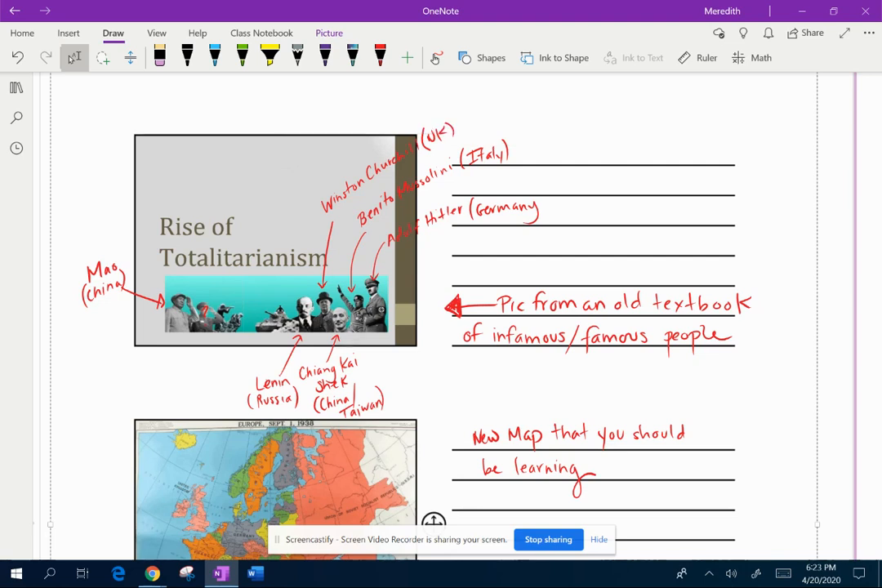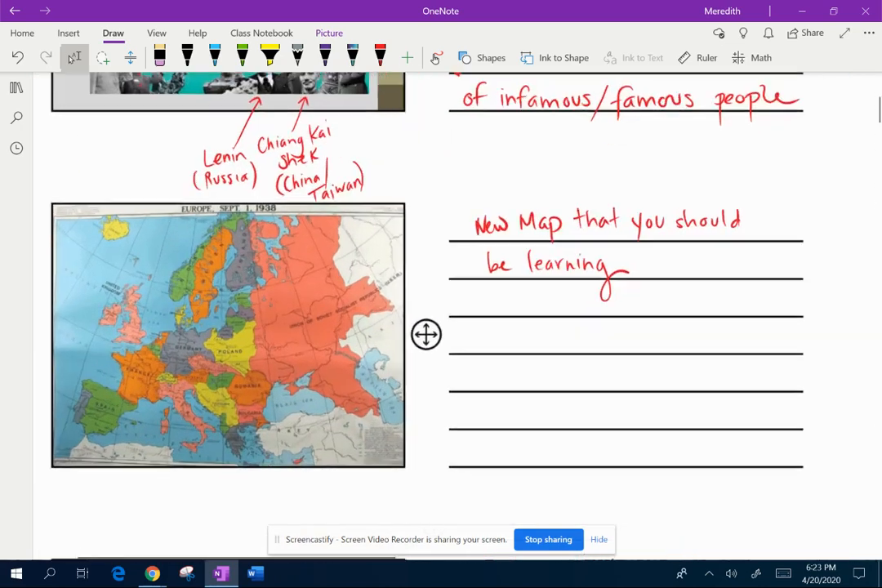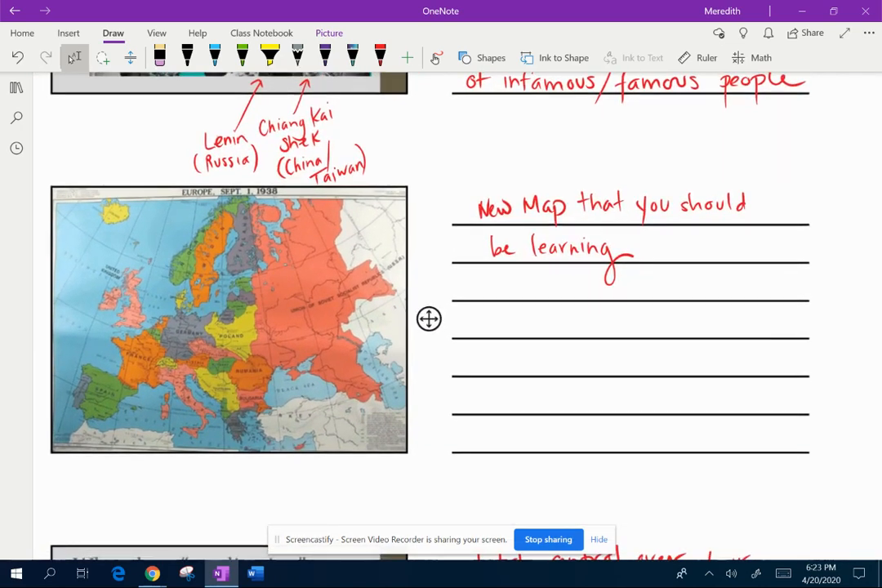Then down here, you've got Chiang Kai-shek. He is from China. He's going to lose against Mao Zedong, and then he's going to become a leader of Taiwan. Then further to the right with that fabulous salute is Benito Mussolini, a dictator of Italy. And right next to him is probably one of the most infamous men of all time, Adolf Hitler, the leader of Germany.